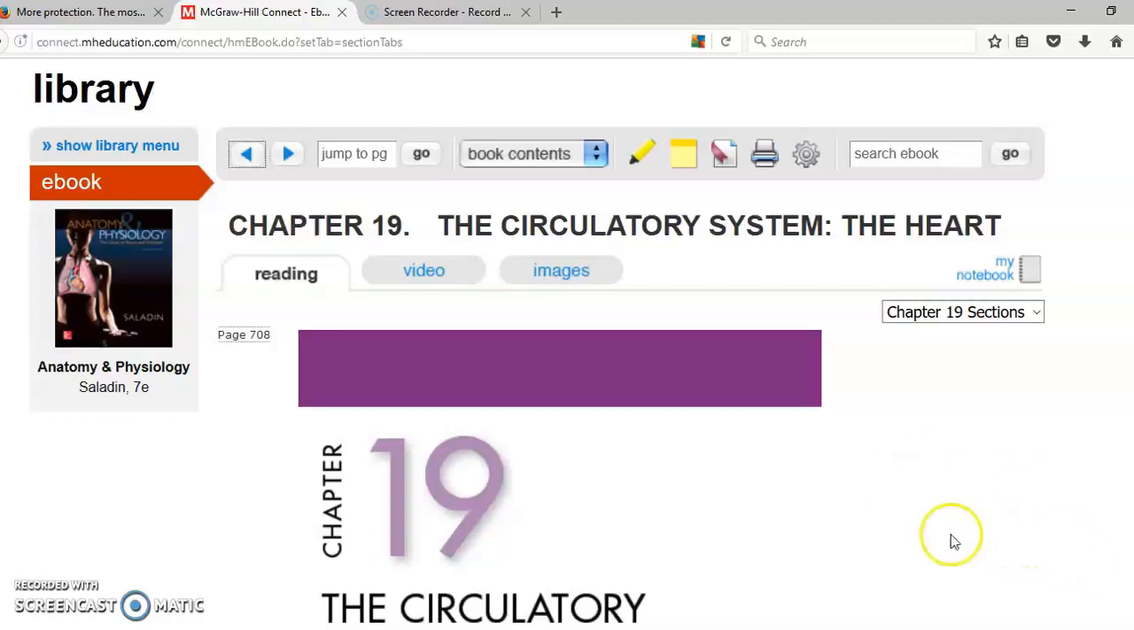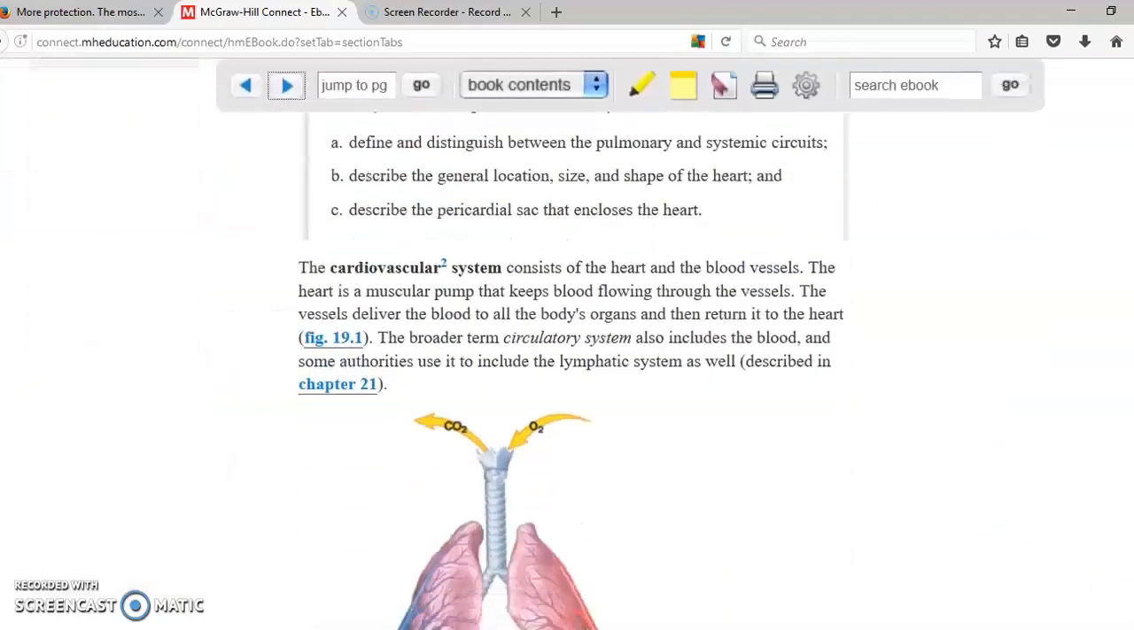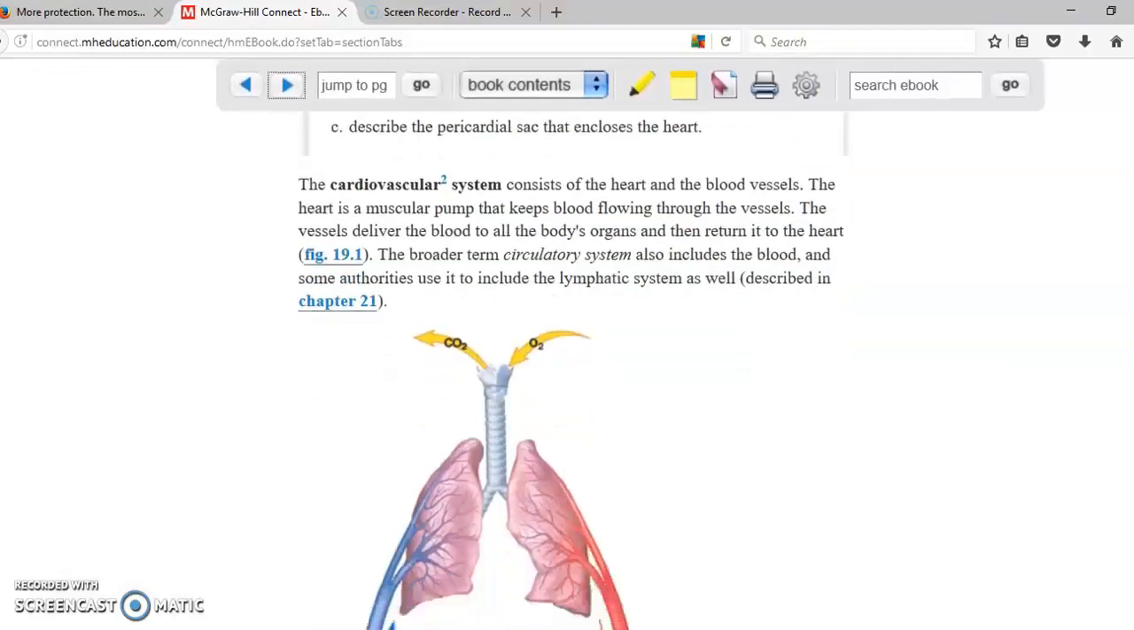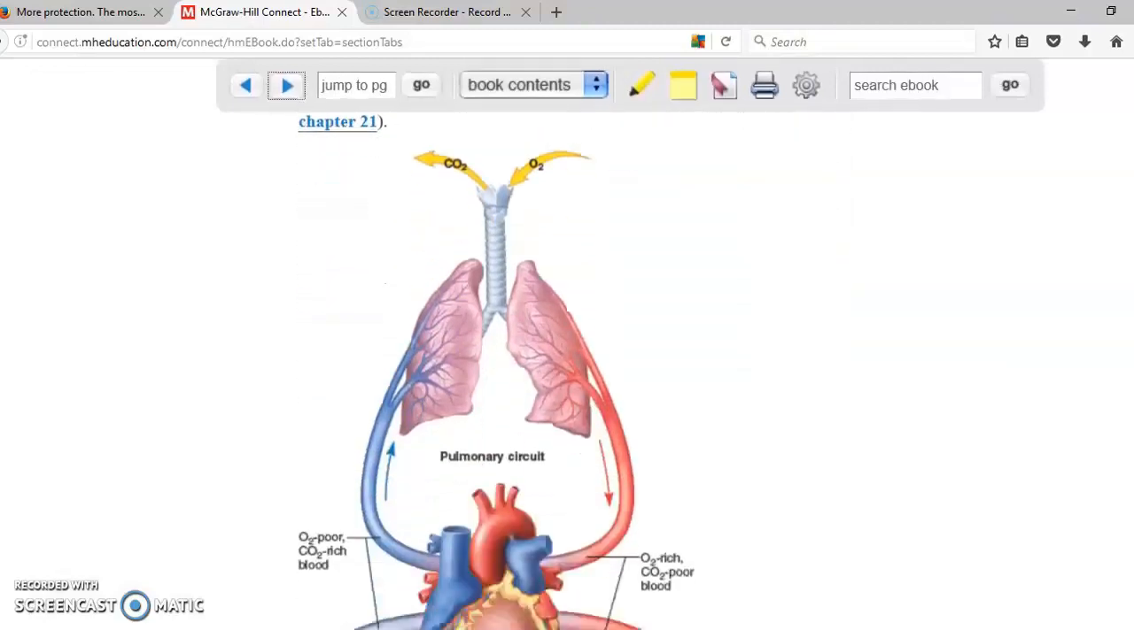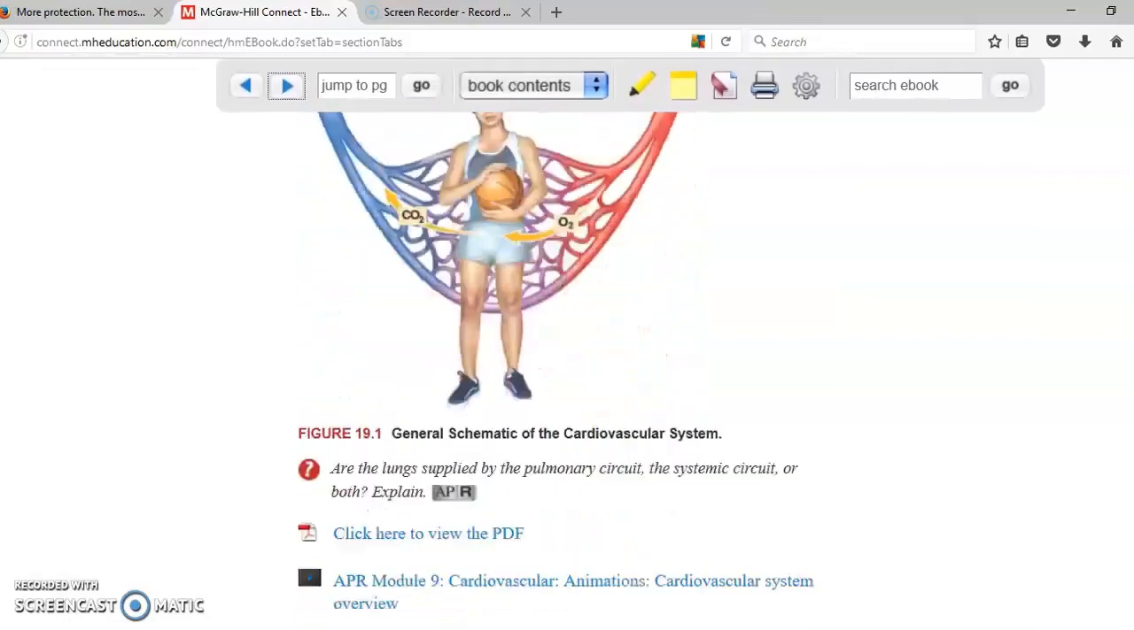Okay, the topic we are going to talk about now is going to be the heart. So the heart is a very important organ whose job is to pump the blood throughout our body. Let's take a look at the overview of the cardiovascular system. We know that the heart is responsible for pumping the blood to the lungs in order to get the oxygen and to remove the carbon dioxide, and from there to pump the blood towards the body.